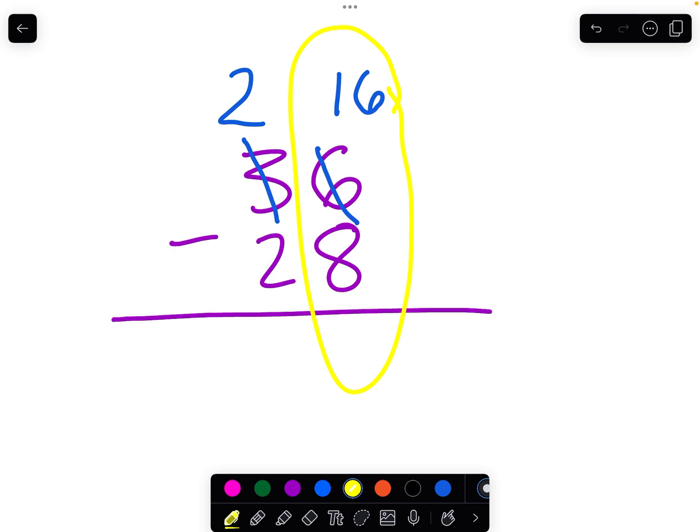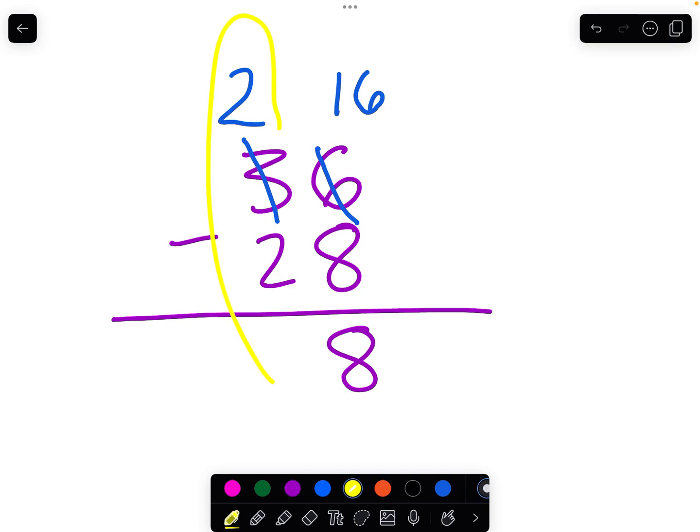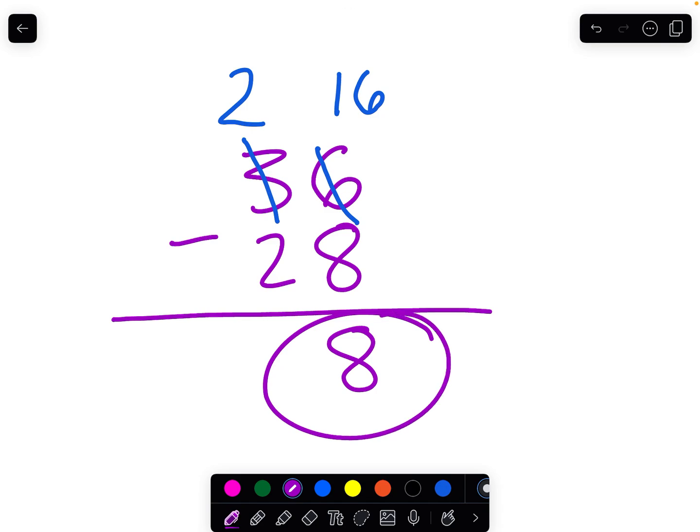Well, guess what? Now we can subtract 8 from 16. What is 16 minus 8? Well, 16 minus 8 is 8. And now we're going to move on to the tens column. And what is 2 minus 2? Well, 2 minus 2 is 0. And we can write the 0 there, but we don't need to. It has no value. And so our answer is 8.